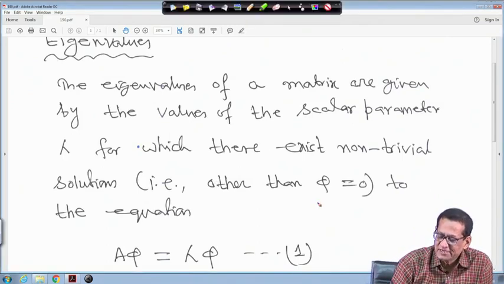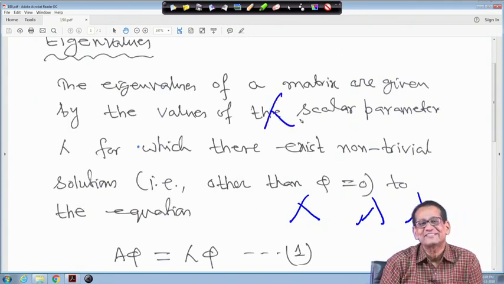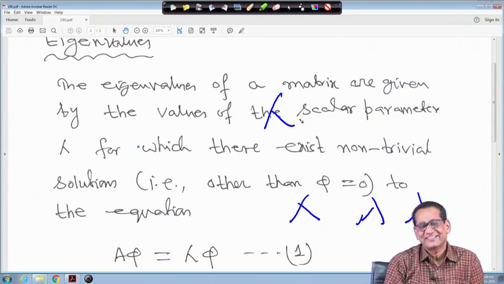Actually my habit has become to write lambda like this. Actually lambda is like this, right, but my habit has become lambda like this. So you should forgive me for that, right.